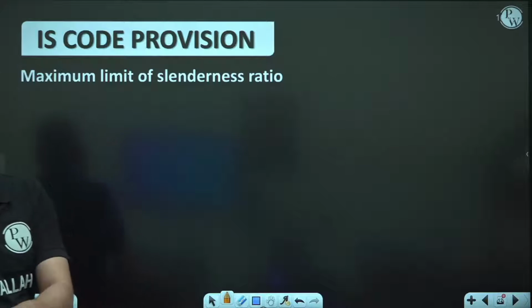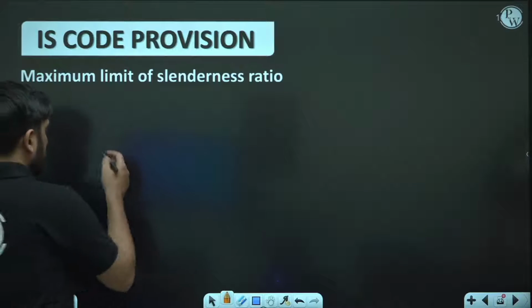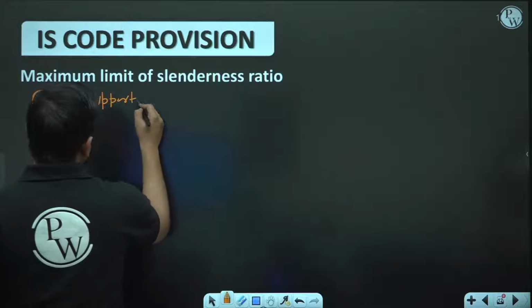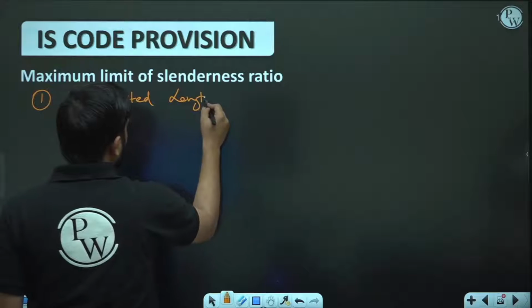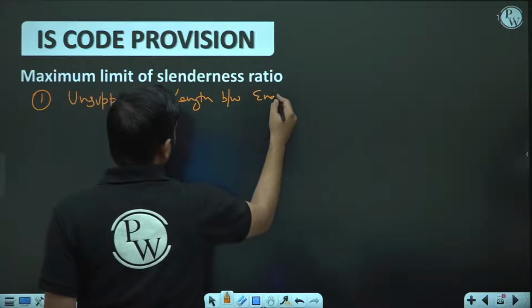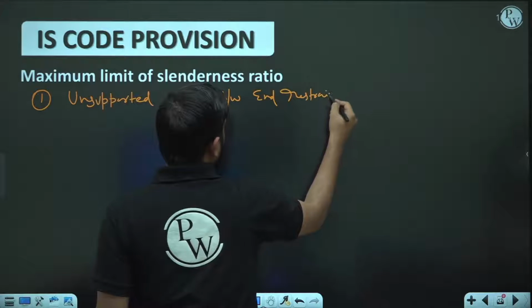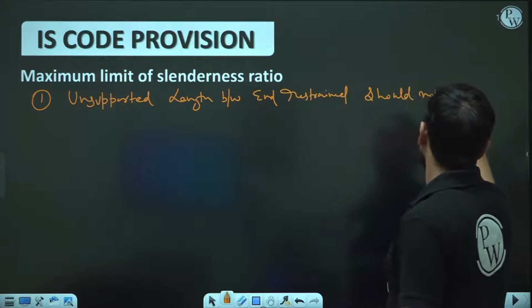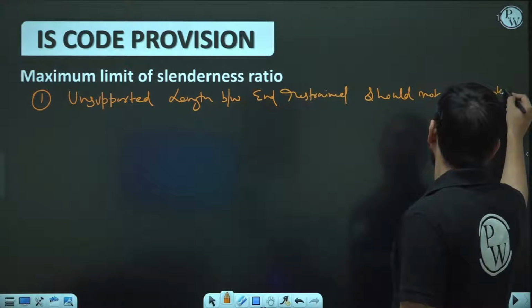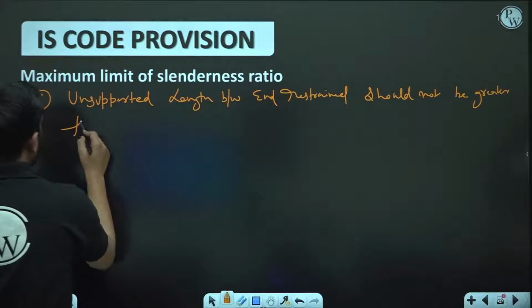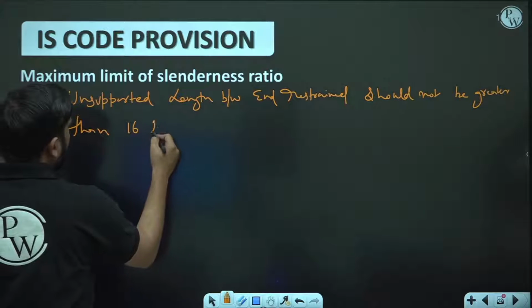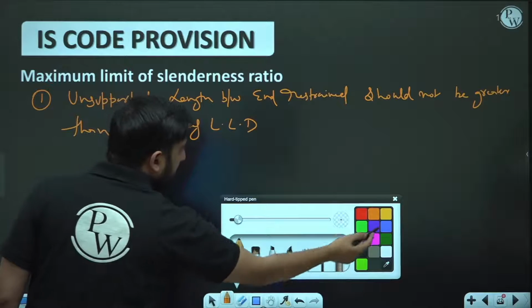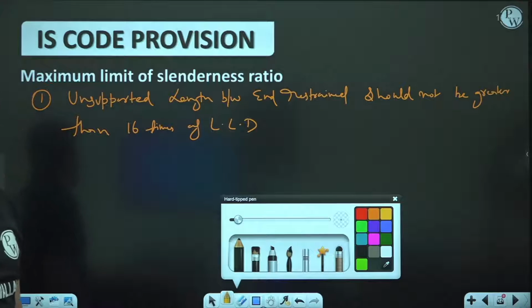Let me write here. So unsupported length between end restraint should not be greater than 16 times the least lateral dimension.